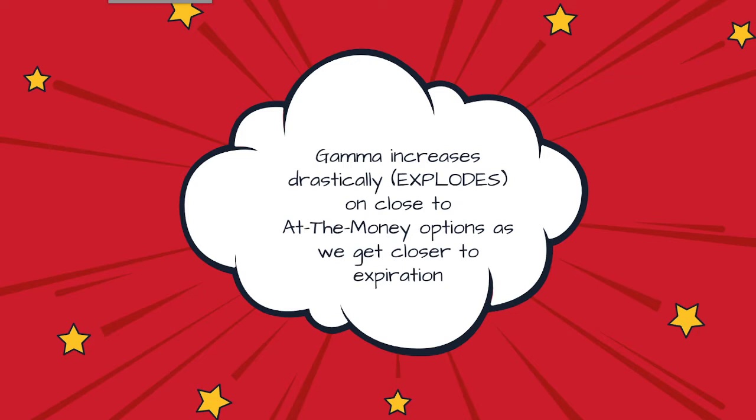So gamma drastically goes up, which means that deltas change very quickly for close to at the money options as we get closer to expiration. Let me say that again. Because gamma increases drastically as we get closer to expiration, deltas of close to at the money options also change drastically as we get closer to expiration.